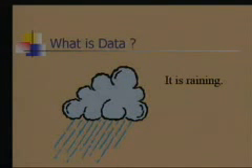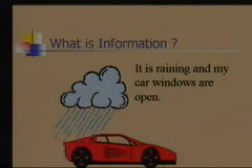Let's see if we can explain the nuances or differences between data, information, and knowledge in another way. Let's look at this slide. What is data? The statement, it is raining, that is data. What is information? The statement that it is raining and my car windows are open, that is information. It has got some value added to it, so therefore it is information.